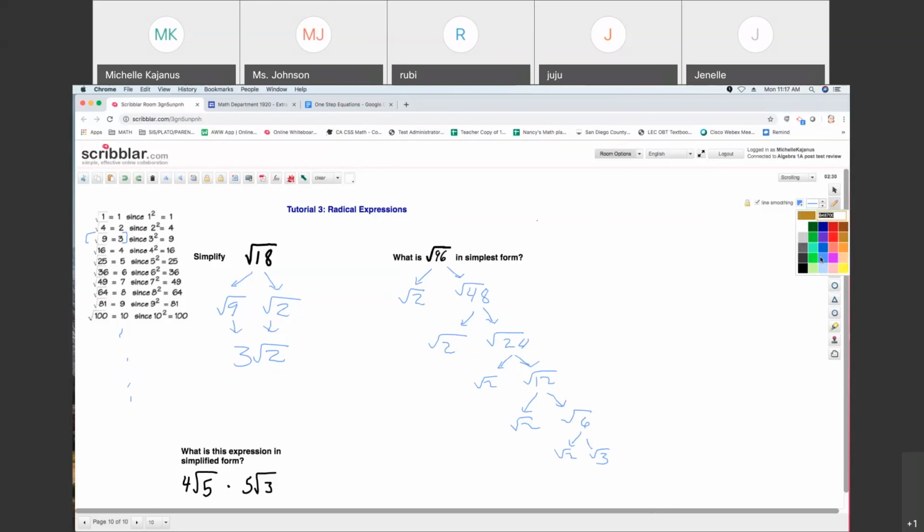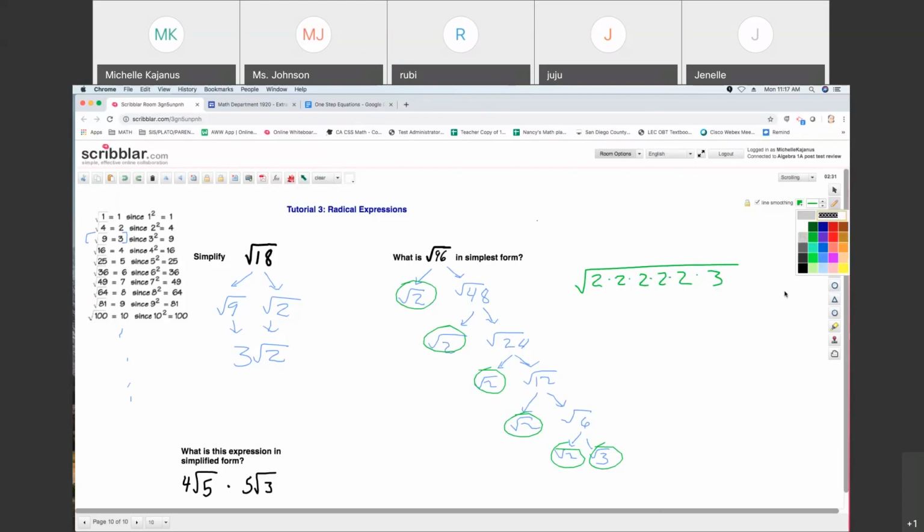I'm just going to circle all the ones I couldn't simplify, because you can't simplify them anymore. And on the side, I'm going to rewrite them all under one radical. This is called a radical. So I have 1, 2, 3, 4, 5 twos, 1, 2, 3, 4, and then a 3.